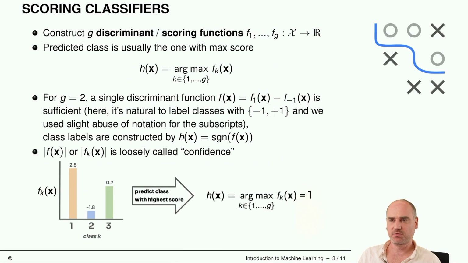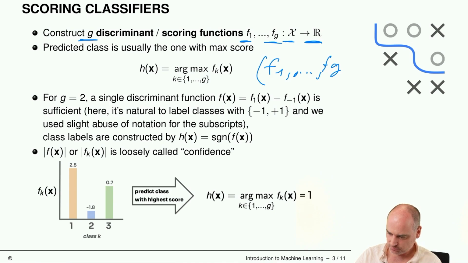So how do these scoring classifiers then look like exactly? We have our G classes here, and if we want to construct something like a scoring classifier, we'll actually construct G individual discriminant or scoring functions, f_k, that all map from X to the real numbers. Of course you can also put them simply into a vector, write it like that here. That would give you a mapping to R to the G, okay?